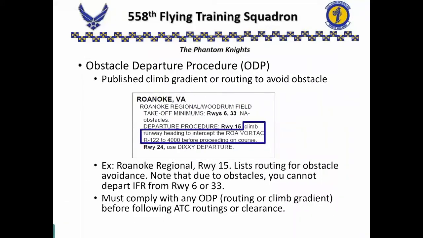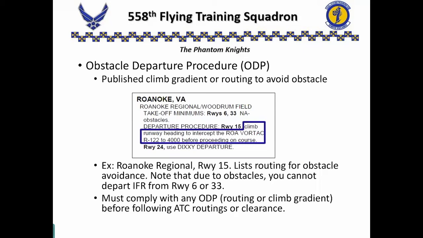Obstacle departure procedure. This is a climb gradient greater than 200 feet per nautical mile or routing to avoid an obstacle. Again, when we go into the IFR minima section for the airport, in this example, Roanoke Regional, we would see where it says departure procedure. So there's my ODP, runway 15. Climb runway heading to intercept the Roanoke VOR, radial 122 to 4,000 feet before proceeding on course. So as you can see, that lists the routing for our obstacle avoidance.